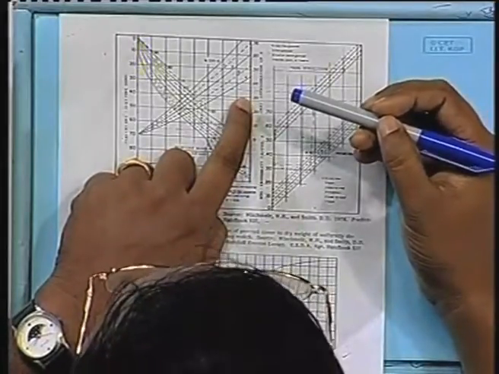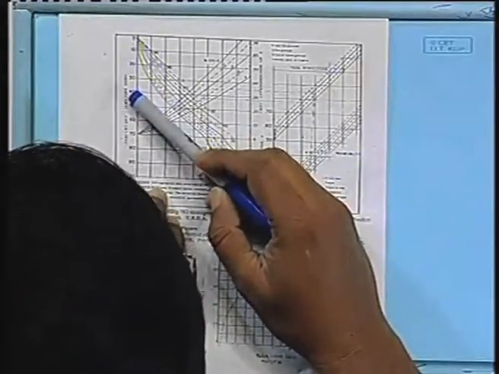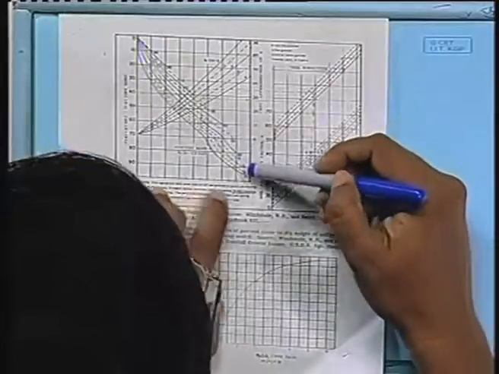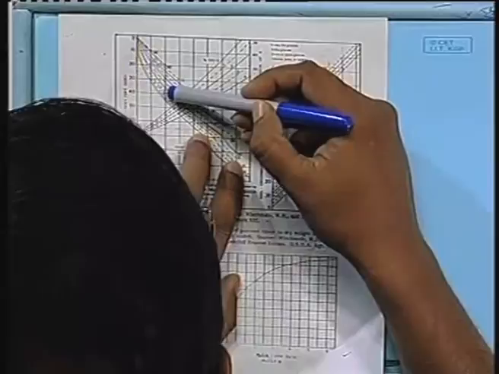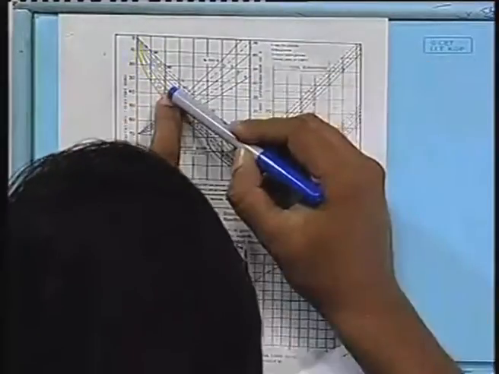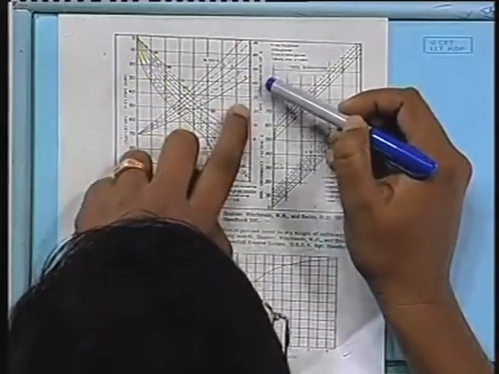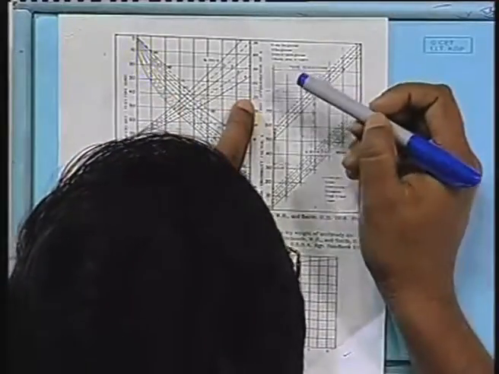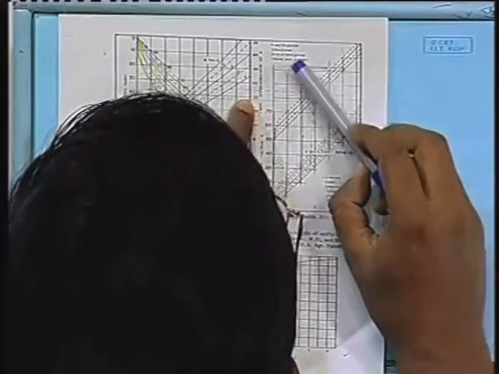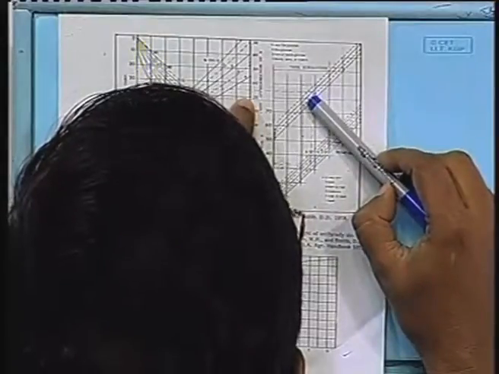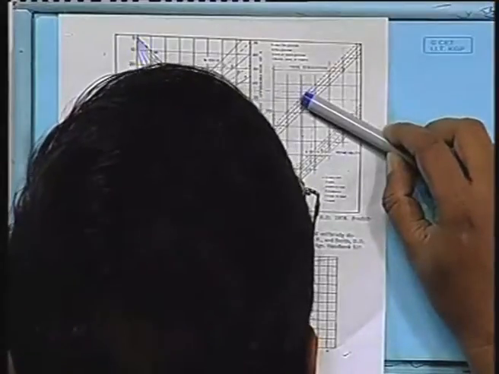If you connect this line to 2, it comes to the first approximation value of about 30. Let me repeat: 40 and 20 get connected at this point, and we have extrapolated it to 0.3. 0.3 is the approximate value of K. For further refinement, this 0.3 should be extended further.